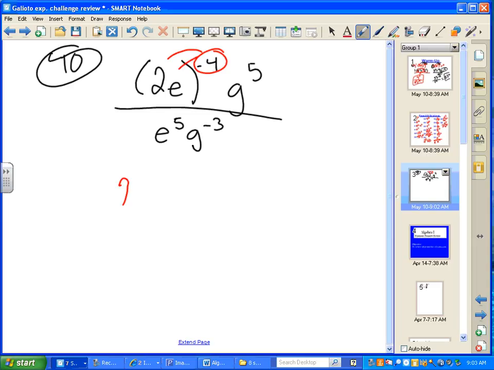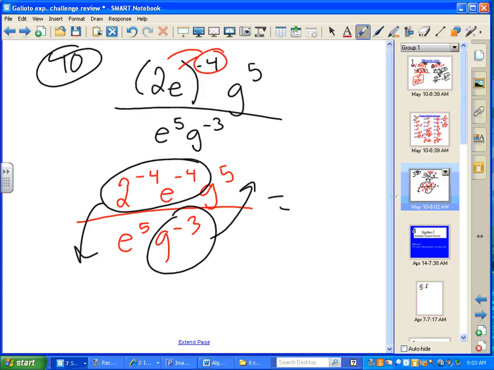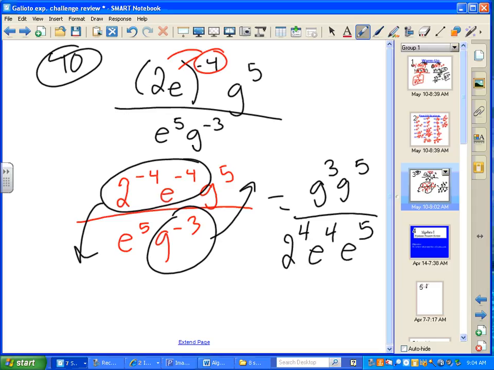So we have 2 to the negative 4th, e to the negative 4th, rewrite the g, all over e to the 5th, g to the negative 3rd. So get rid of parentheses. Now get rid of the negatives. If I go too fast, let me know. These two move to the bottom, and this one moves to the top. Okay, so we have g to the positive 3rd, g to the 5th, all over 2 to the 4th, e to the 4th, e to the 5th.